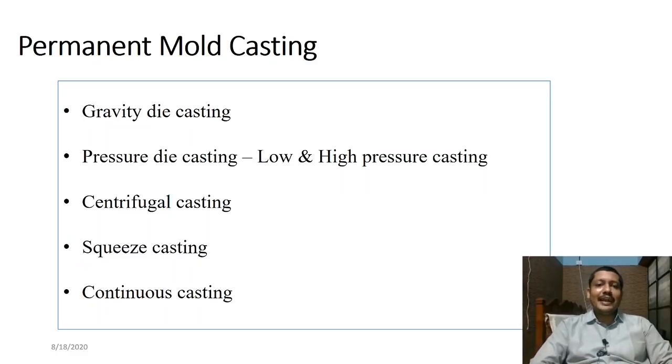permanent mold casting process. Under the permanent mold casting process, we will have gravity die casting, and we will have pressure die casting. There are two types of pressure die casting available: low and high pressure casting. We will have centrifugal casting, squeeze casting, and continuous casting. So today in the lecture, later on, I'll be focusing more on die casting, that is gravity die casting and pressure die casting.